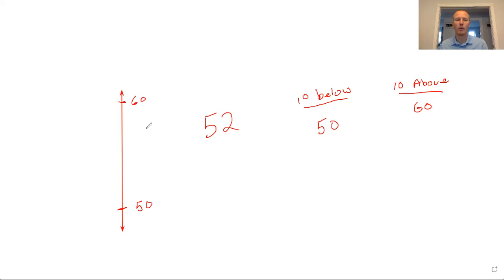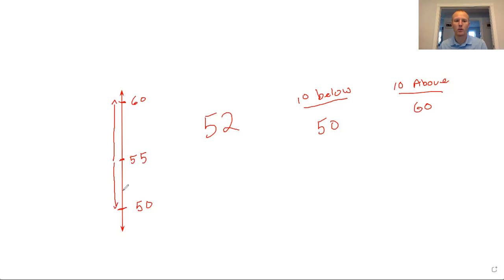And then we find the halfway point, 55. And remember, anything that ends in a 5 or above, we're going to round up. And anything that ends in a 4 or below, we're going to round down.